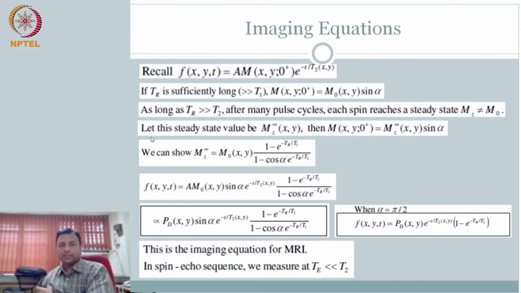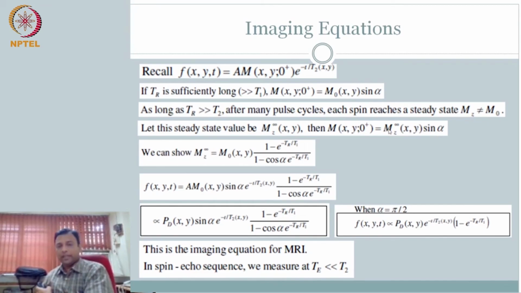Repeat the acquisitions. So let the steady state value, we'll denote it as mz at infinity, comma x, comma y. So we are using this jargon. Instead of 0, we are putting infinity. Then what happens is your mxy at 0 plus is not m0, right? This is what we said before. But now it is mz, wherever you are starting, mz, the steady state value, not the equilibrium value. So your m naught gets replaced by mz at infinity, x comma y, sine alpha.